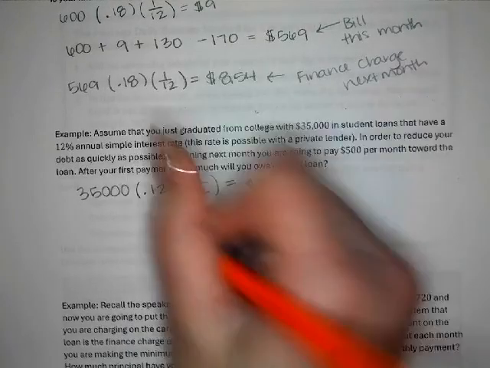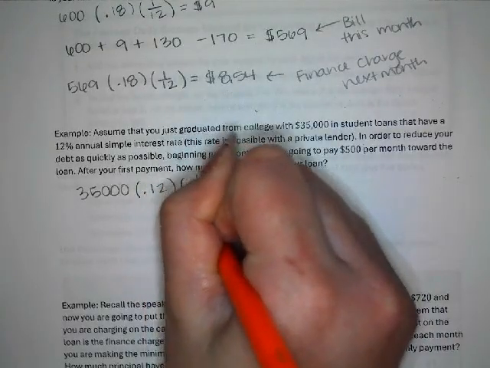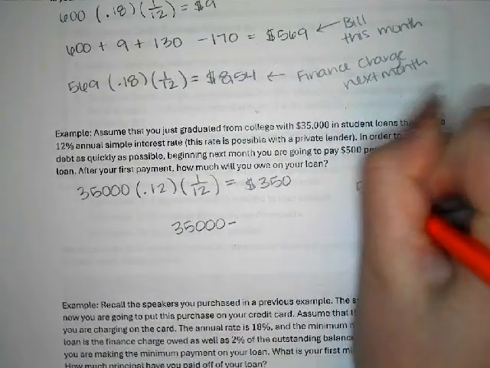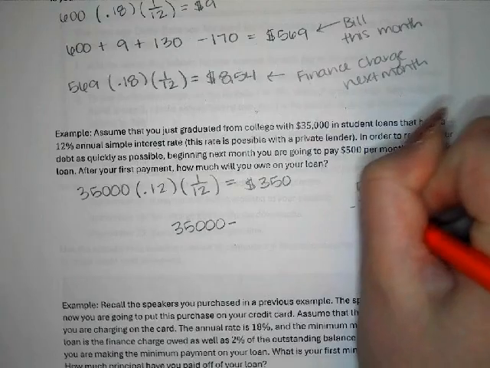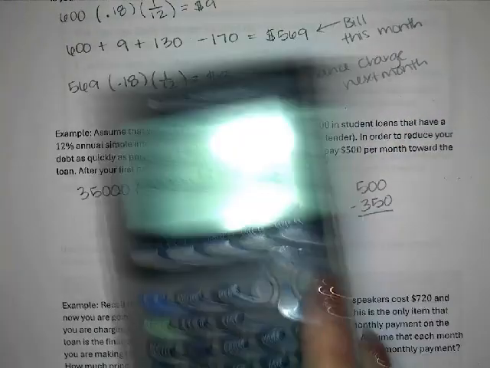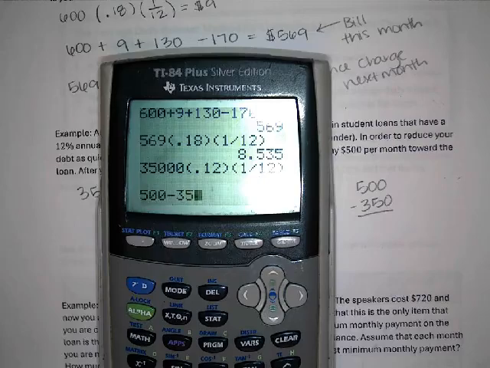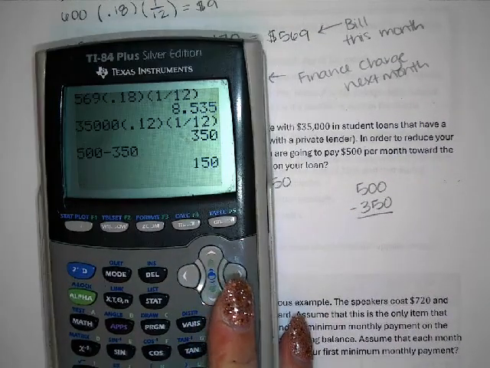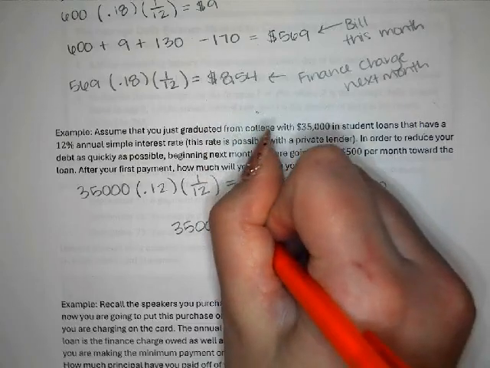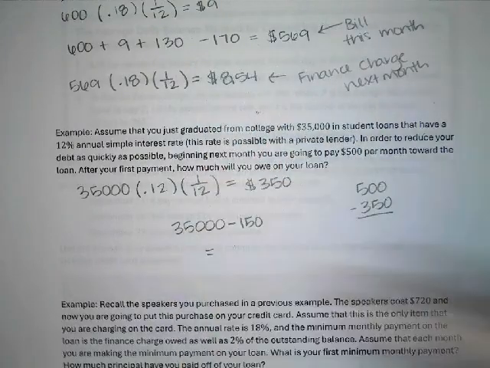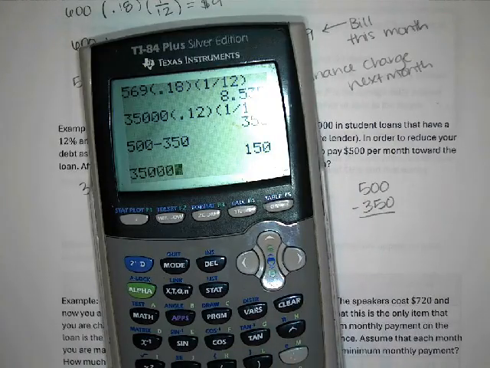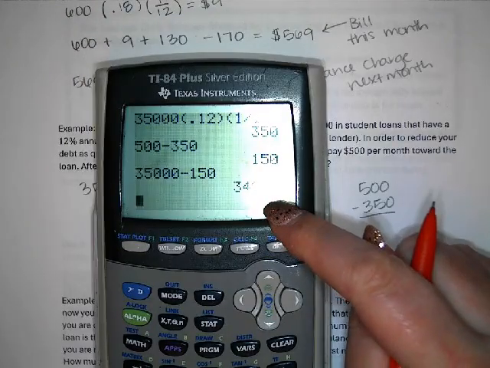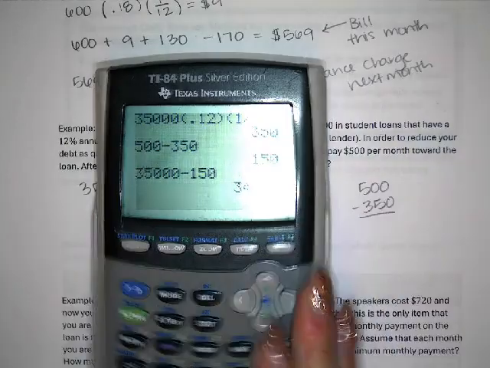So we'll say $35,000. You're not actually paying all $500 towards the loan. You're only paying 500 minus 350. You're only actually paying 150 towards the principal of the loan itself. So 35,000 minus 150. So you still owe $34,850.